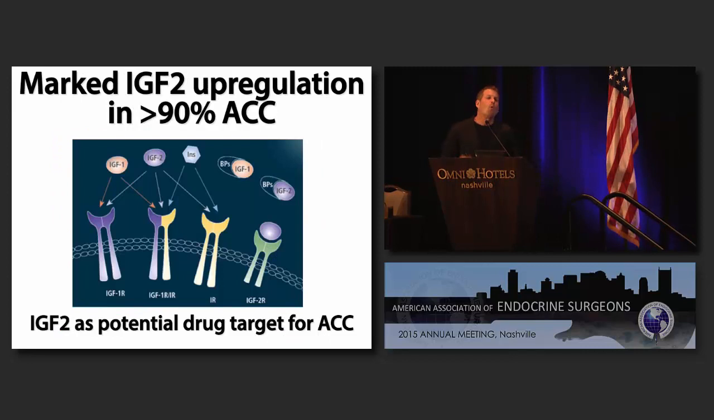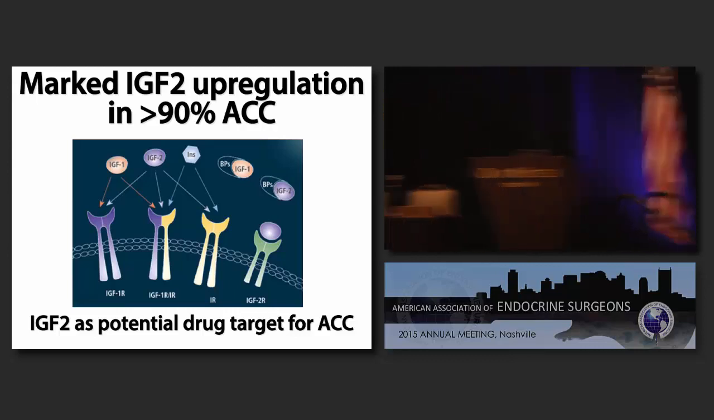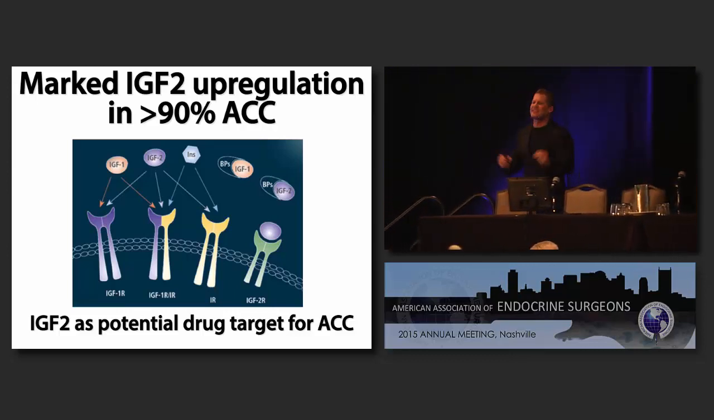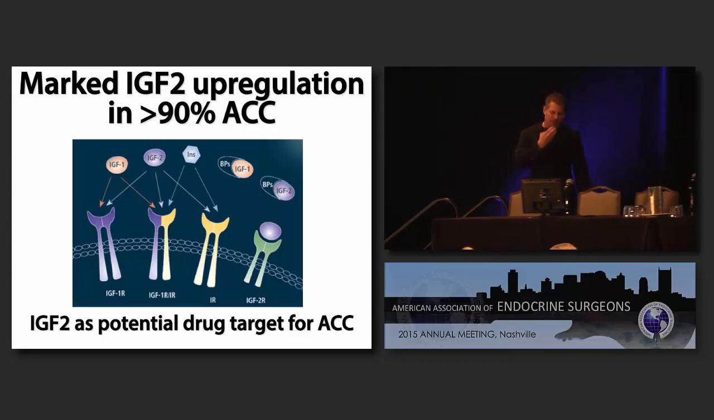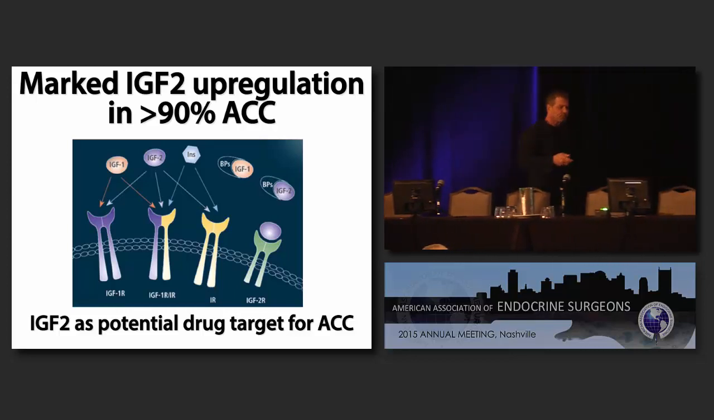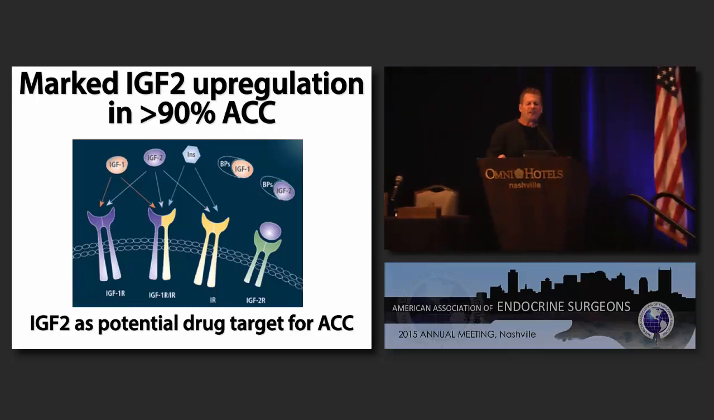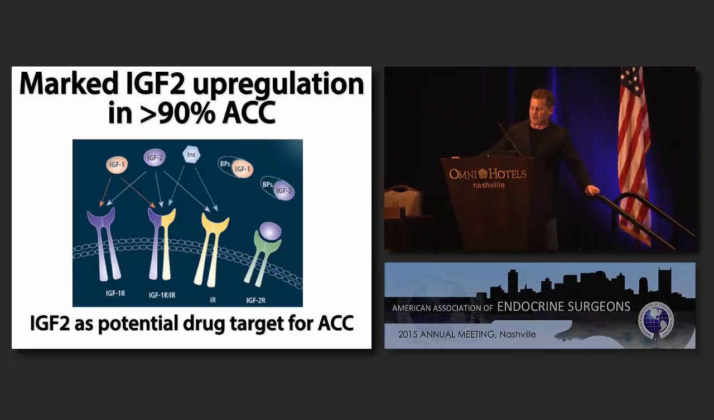Okay. Why is this important? Now we'll get to the translational piece in the last 5 minutes. We talked about IGF-2 being upregulated in 90% of ACCs. Well, the IGF pathway is a wonderful potential drug target. Why? Because it's a ligand, and so you can antagonize its membrane receptor. It makes it, in a sense, easier to target. There are Wnt antagonists on the market and in the pipeline as well. They're not as advanced as the IGF ones were a few years ago when we started this.